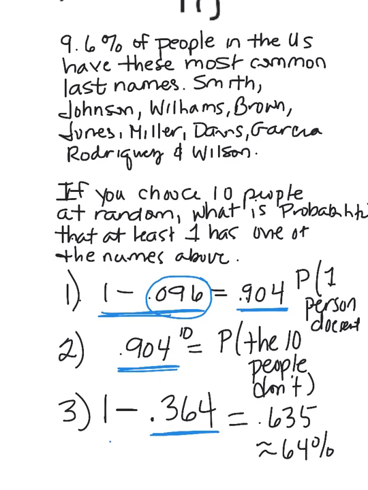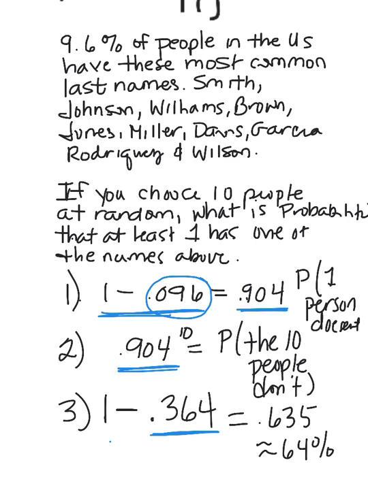And then we have to look at that complement again. So 1 minus 0.364 is going to be the probability that at least one of them does. And so that's a 64% chance that if you pick 10 random people, not necessarily from California, but 10 random people from the United States, they're going to have one of those names. Pretty wild. But the idea there is that you're not raising that original probability to the 10th power, because that is telling you the probability that all 10 of them have it.